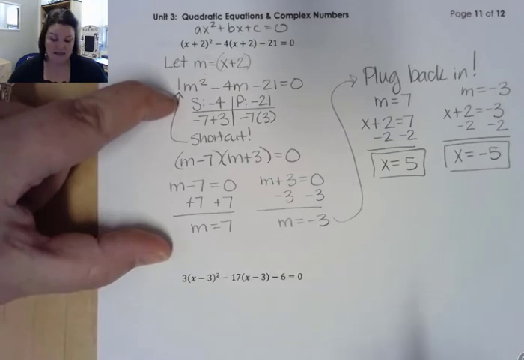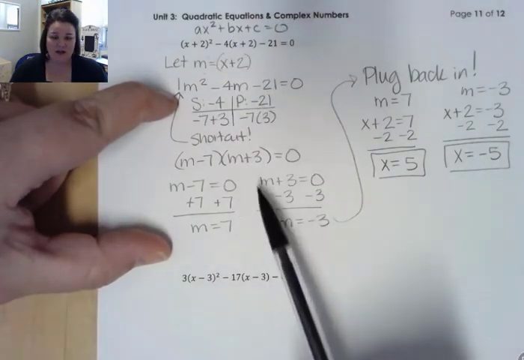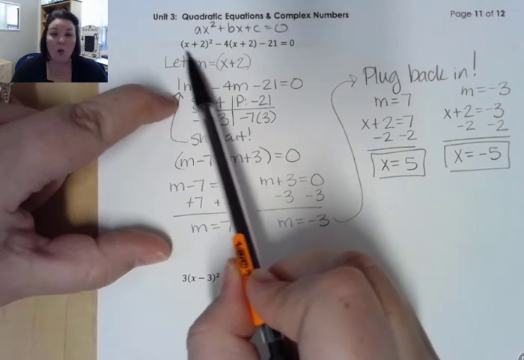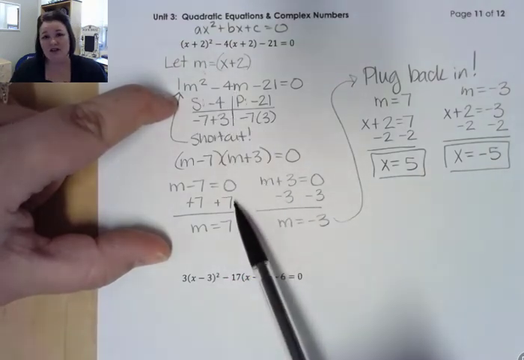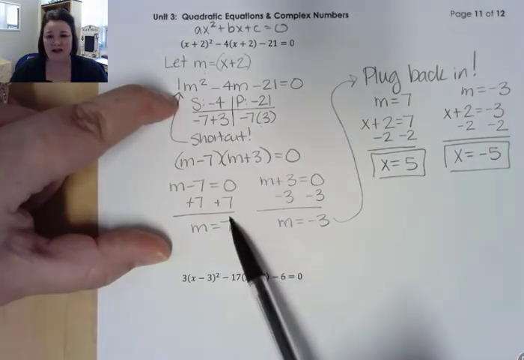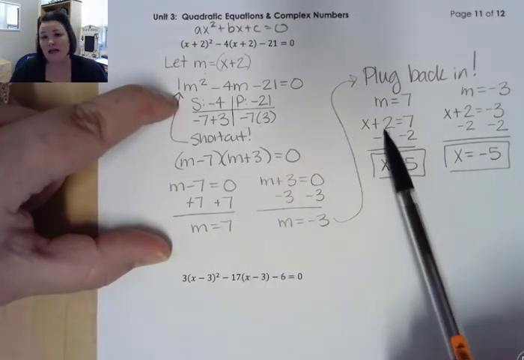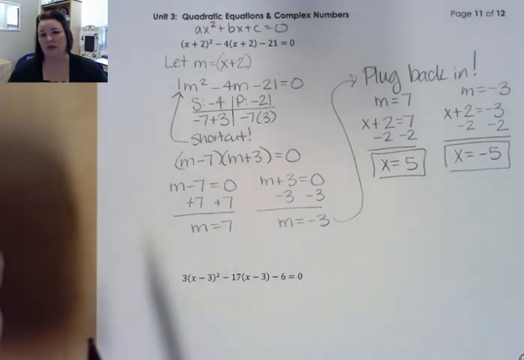Okay? So really from here to here, this is what we've done before, factor and solve. The only difference is we started this factoring by replacing a quantity with a letter so that it was something that was really easy to factor. And then once we got it factored, we plugged that quantity back in so that we get our actual answer.